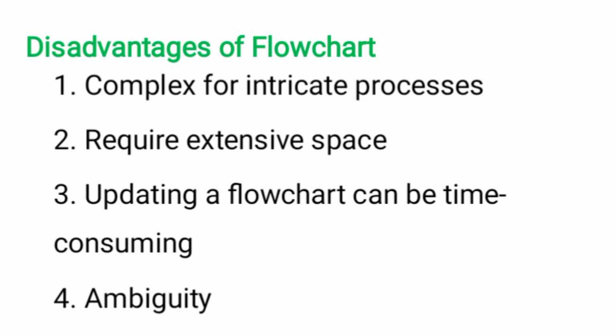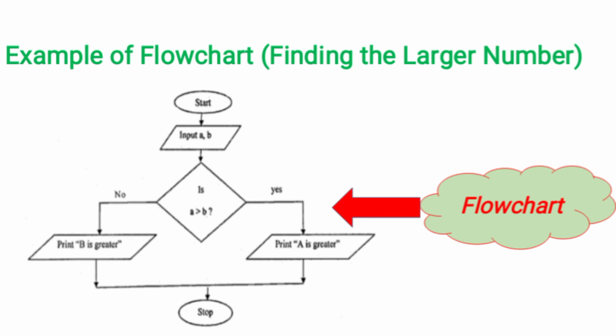Then, updates. Updating a flowchart can be time consuming. Then, ambiguity. Like any diagram, there is potential for ambiguity. This is the example flowchart for finding larger number.